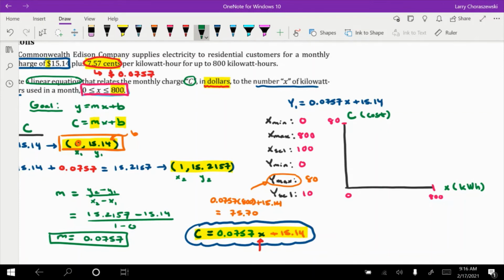And last but not least, our line, okay, which started a little bit higher than the origin and increased its way all the way up to the very far right of our calculator screen. And that would be a sketch of y1, which is our cost equation. Does that all make sense?